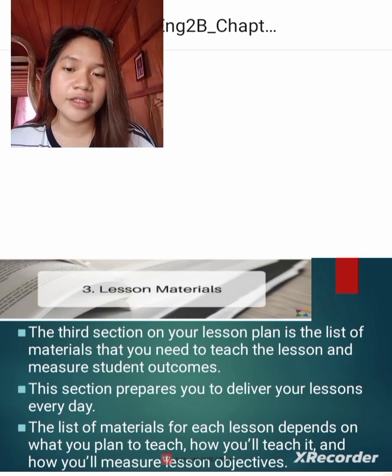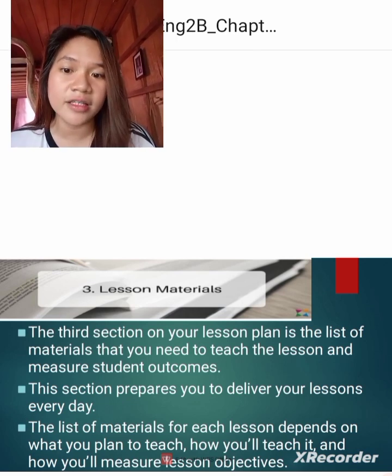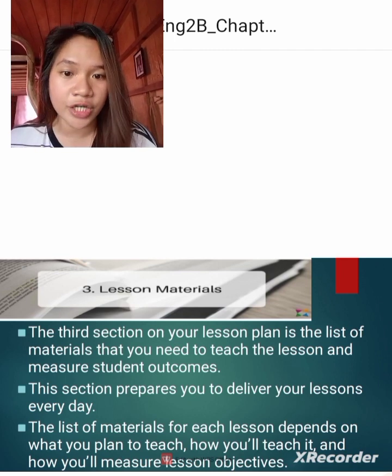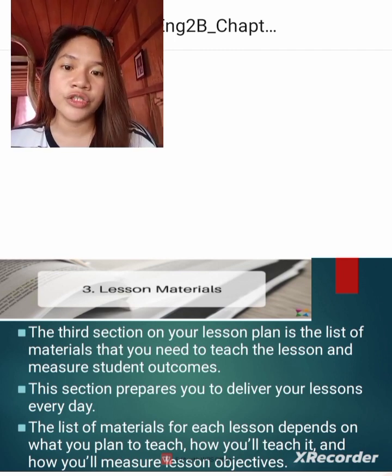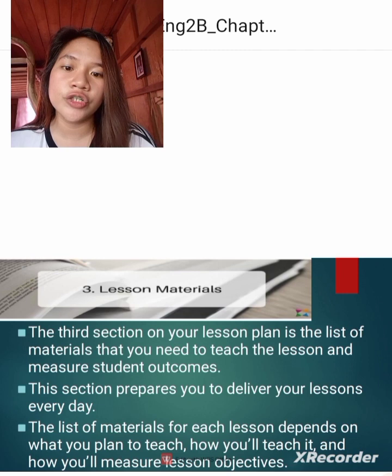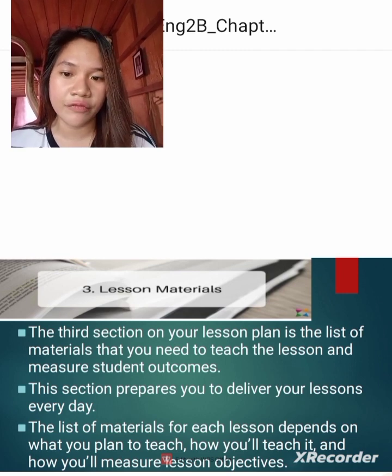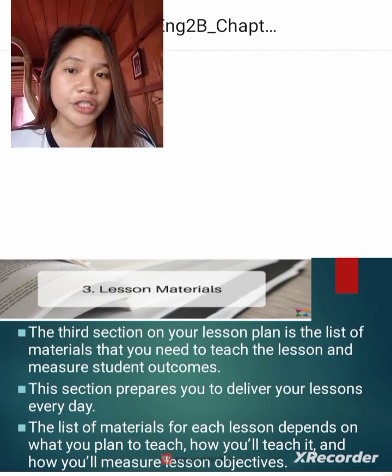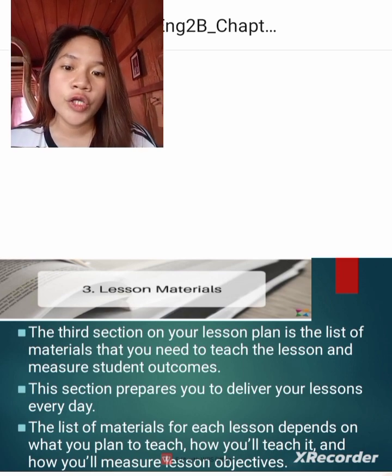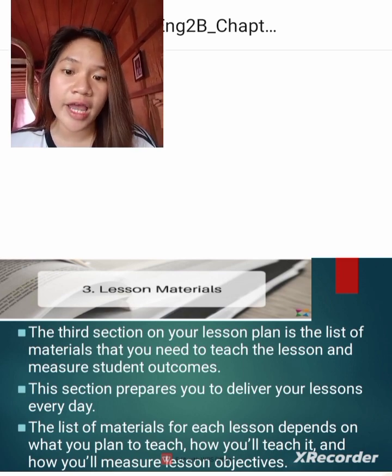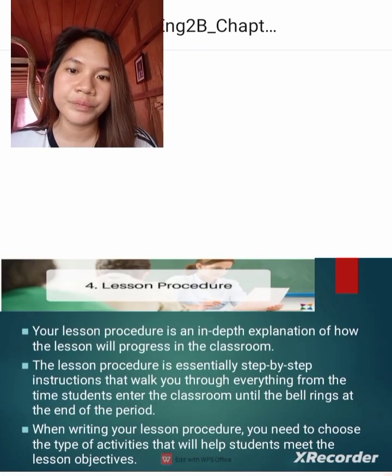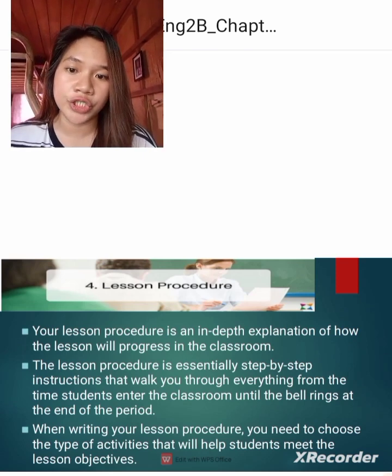Third is the lesson materials. The third section on your lesson plan is the list of materials that you need to teach the lesson and measure students' outcomes. This section prepares you to deliver your lessons every day. The list of materials for each lesson depends on what you plan to teach, how you'll teach it, and how you'll measure lesson objectives. Then fourth is the lesson procedure.